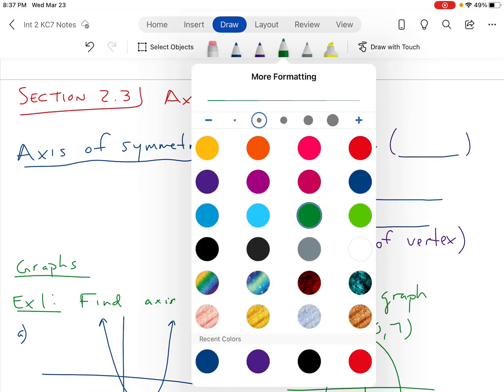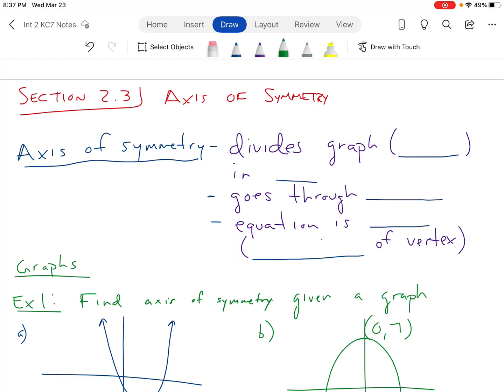Hi everyone, this is section 2.3, axis of symmetry and integrated to KC7.